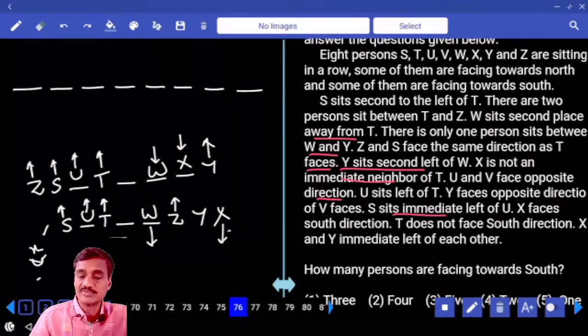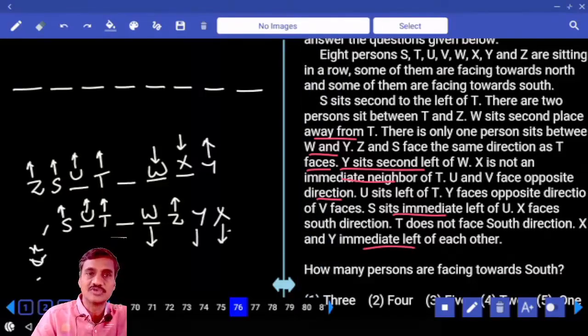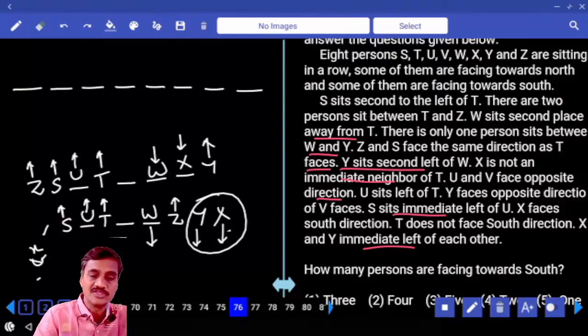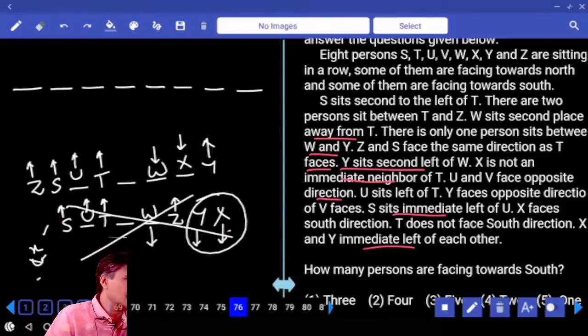Then Y must be facing towards which direction here? X and Y are immediate left of each other. Hence, Y is also facing towards south. Then only X is to the immediate left of Y, but Y is to the immediate right of X here. Hence, this case is ruled out. Now we are left with only the first case. And according to this first case, who is the person here? V. And U and V are opposite directions, so V must be facing towards south.